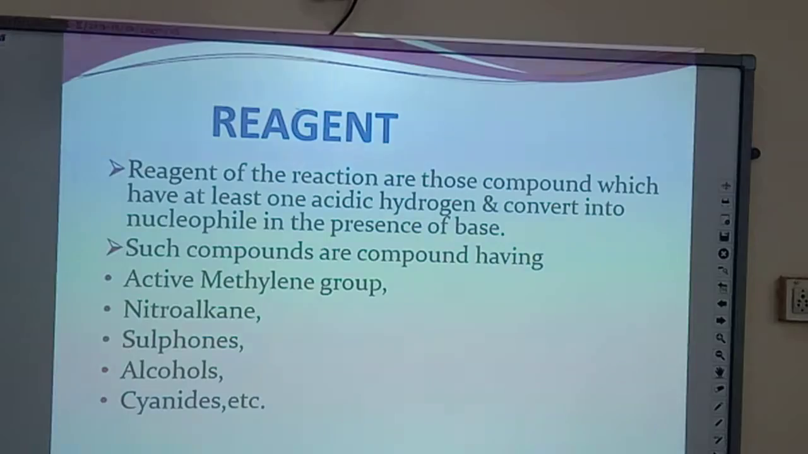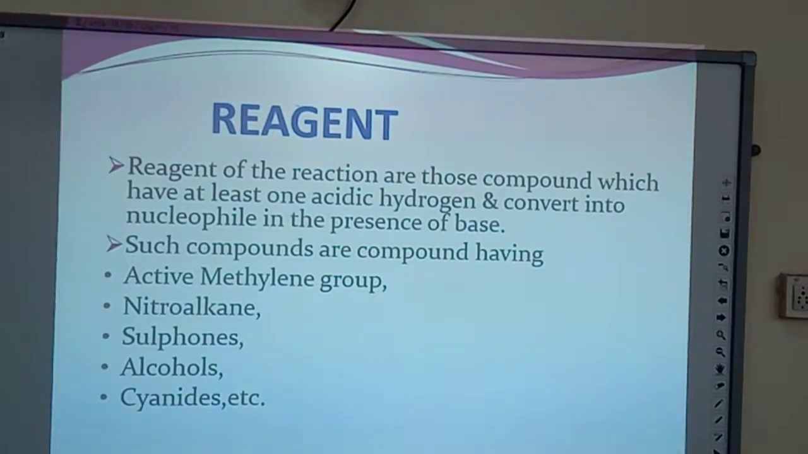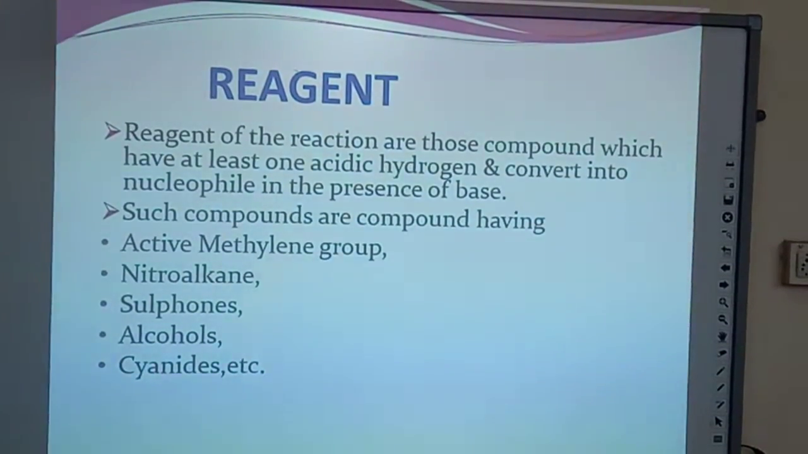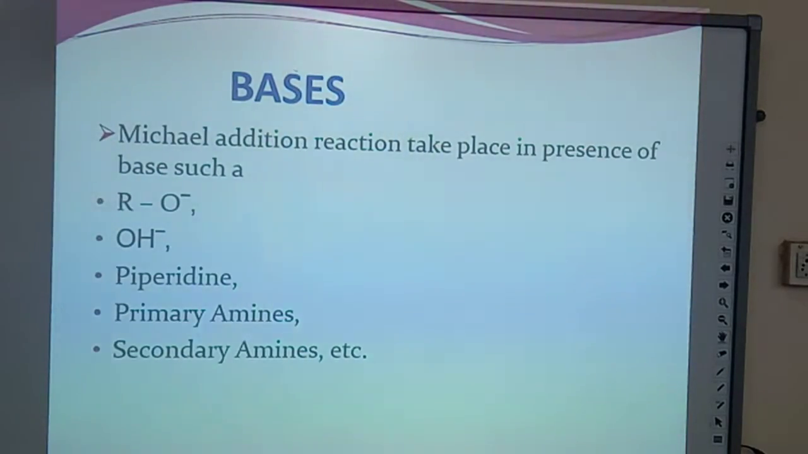Then let us see some reagents for this reaction. Normally the reagents for these reactions have at least one acidic hydrogen, meaning they are called active methylene compounds. So what are these active methylene compounds? Normally nitroalkanes, sulfones, cyanides, esters, etc. The bases used for these reactions are alkoxide ion, hydroxide ion, piperidine, some primary amines, secondary amines, and so forth.